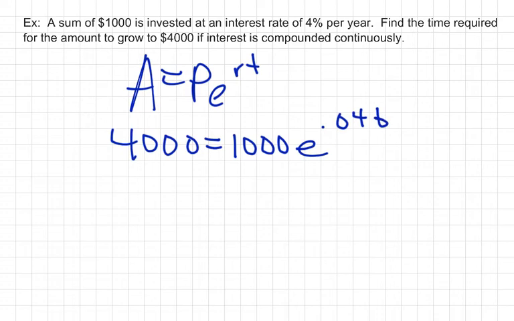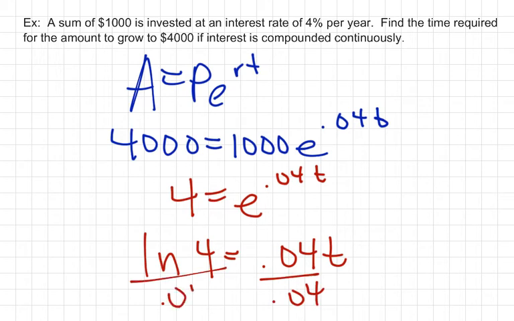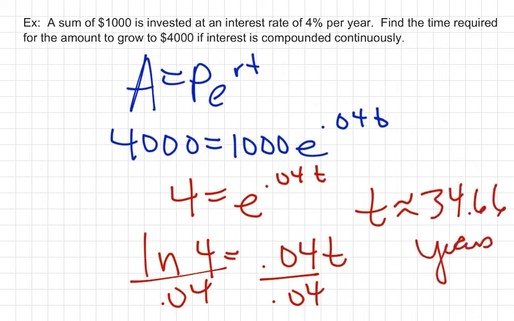This problem is solved exactly the same way as the last problem. First, you would divide by 1,000. 4,000 divided by 1,000 is 4. And then you would take the natural log of both sides, and as you know, the natural log is going to cancel e. So I'm skipping a step now. And then I'm going to divide by 0.04. And I'm going to find out that it takes approximately 34.66 years for my money to go from 1,000 to 4,000.